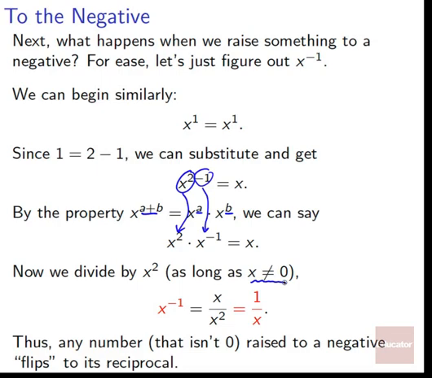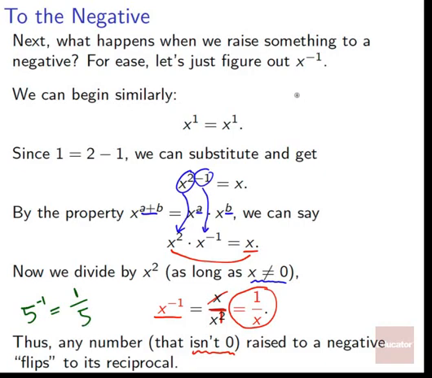But if we divide by x squared, the x squared goes from here over to here. And so we get x to the negative 1 equals x over x squared, right? x divided by x squared, that cancels the x on top, turns this to a 1, and we're left with 1 over x. So x to the negative 1 equals 1 over x. Thus, any number, as long as it isn't 0, raised to a negative flips to its reciprocal. If we have some number and we raise it to a negative, we will get that number flipped into the reciprocal format. 5 to the negative 1 equals 1 over 5.